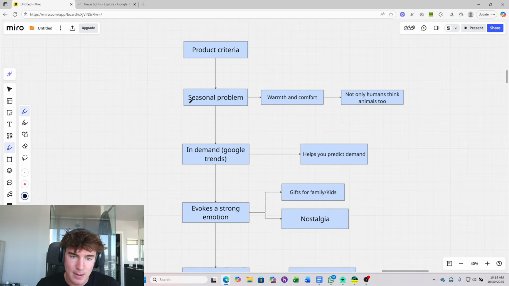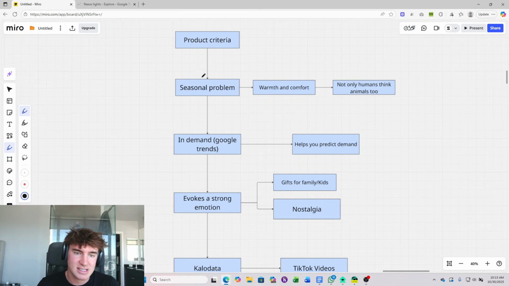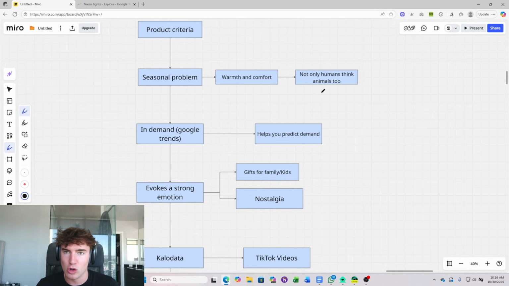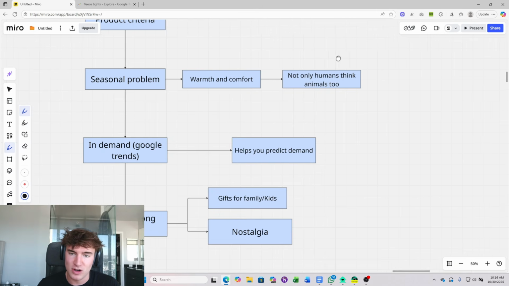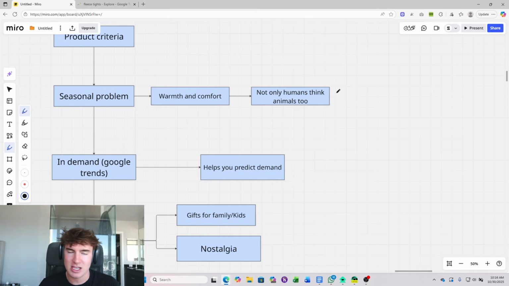So I've talked about this a lot, but you needed to solve some seasonal type of problem. This is the easiest type of Q4 product to sell, is something that solves a seasonal problem. So when you think of seasonal problem, you think of warmth and comfort, because obviously they're the cold months. In the United States, Q4 gets cold, November, December time, it is very cold. You guys want to think about comfort and warmth, and not only humans, but think about animals too.